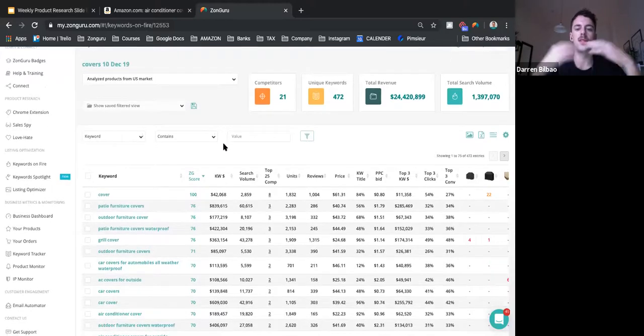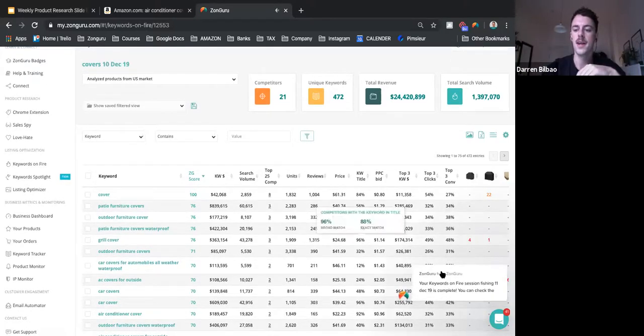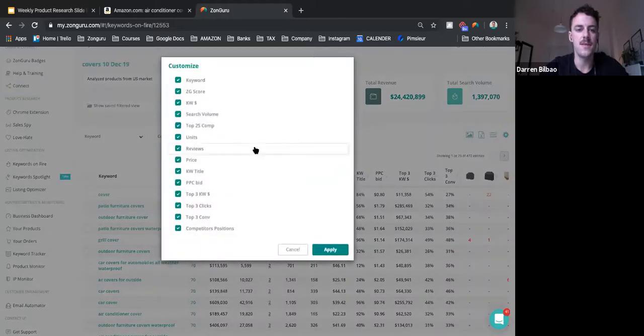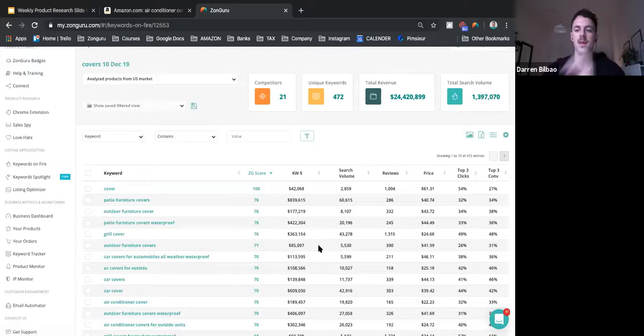So there's a lot of data here, and it can be quite overwhelming. So what I like to do is I come to the settings and just focus on what things are really important to me to begin with. So I don't need a lot of these just yet. I just want to have the ones that are important to me, just so I can have a quick, easy look at the data and not get too overwhelmed.